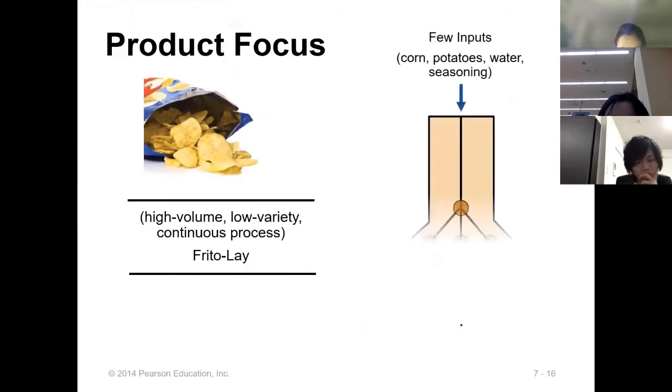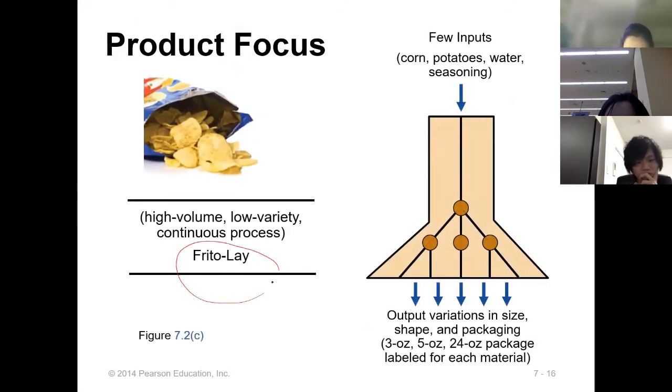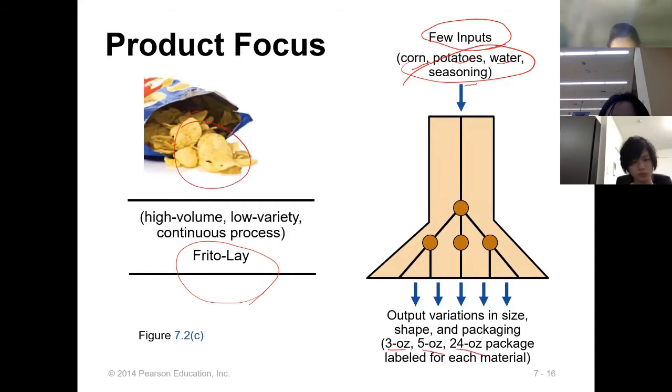So an example is this. This is a very famous company in the US, Frito-Lay. Have you heard of it? Frito-Lay produces potato chips. So the input is very few: you have corn, potato, water. But they can produce this potato chip in 3 ounce, 5 ounce, 24 ounce sizes. But it's the same thing. Or like bread, they produce this, what we call small size and big size. So this is product focus.